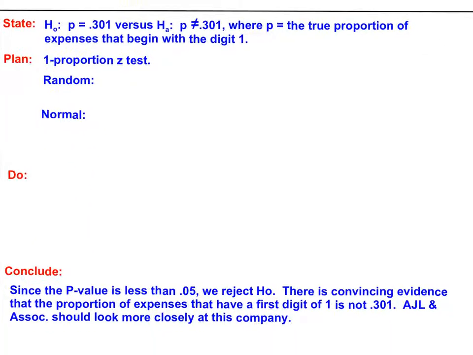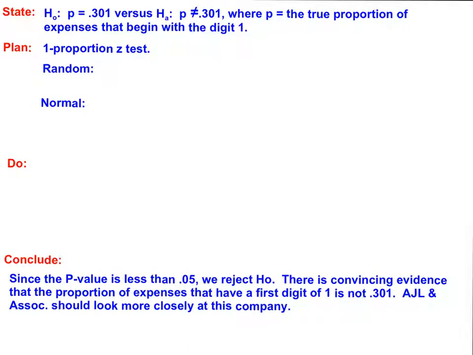Which leads to this. Our state step says that H0, again, this is a proportion, so P is 0.301, and then notice Ha says that P is not 0.301. Could be too high, could be too low. This is our first look at a two-sided test. P is the true proportion of expenses that begin with the digit 1. This will be a 1 proportion z-test at alpha 0.05.